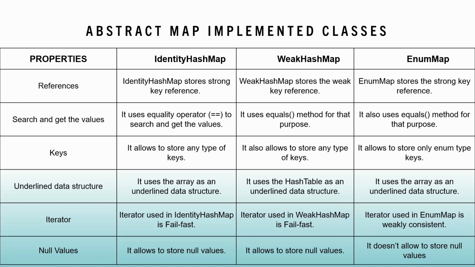And for EnumMap, it is weakly consistent, so it may fail, it may not fail. It depends. For null values, IdentityHashMap allows storing null values. WeakHashMap also allows it, but EnumMap doesn't allow storing null values.